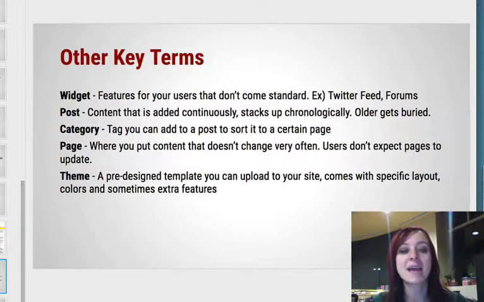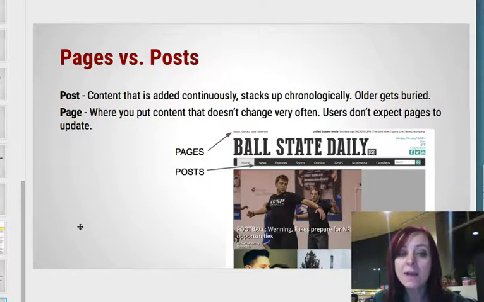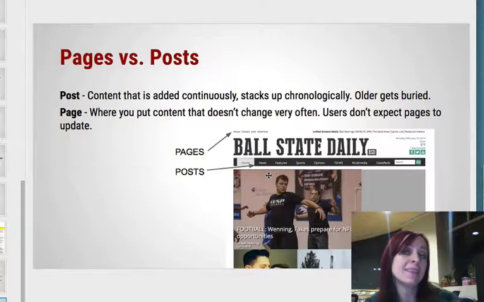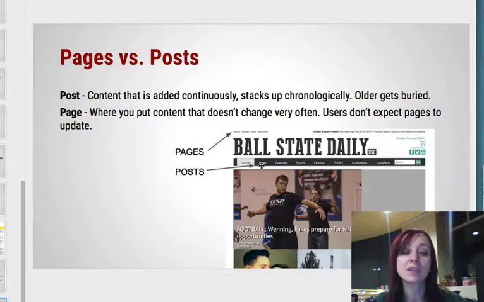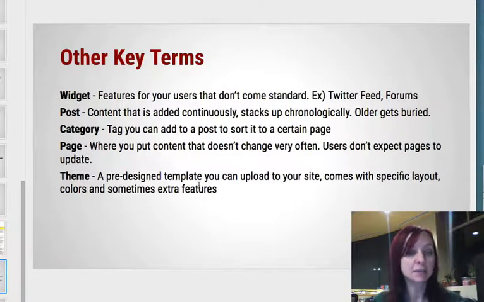Posts are content that is added continuously. These typically stack up chronologically. And again, this is because WordPress started out as a blogging platform. Categories are tags that you can add to a post to sort it out. So if you have a news website like the Daily News does, your posts would go in sections like news, and every time your writer wants to add a news article, they make it a post, and then they give it the category post, and WordPress understands that now it should go here in this news tab because it's dynamic.